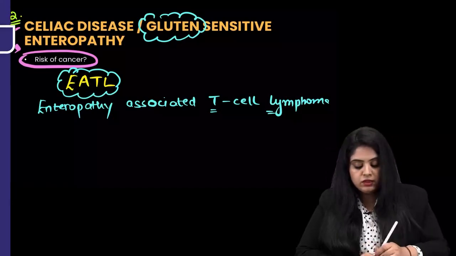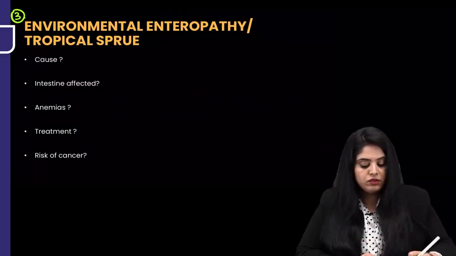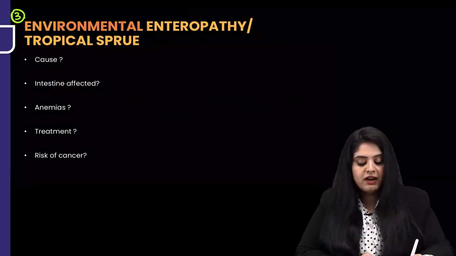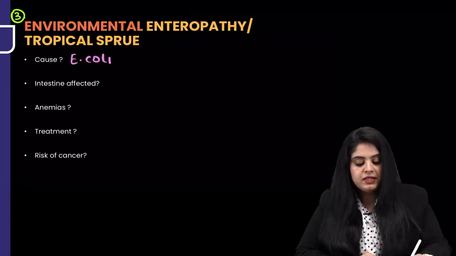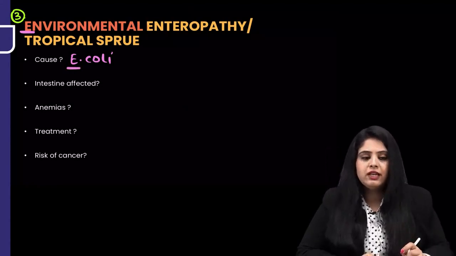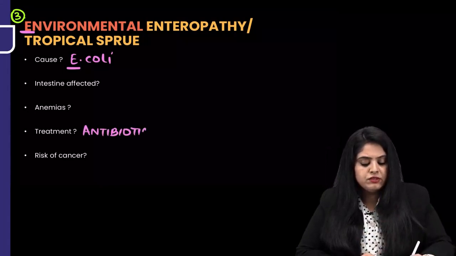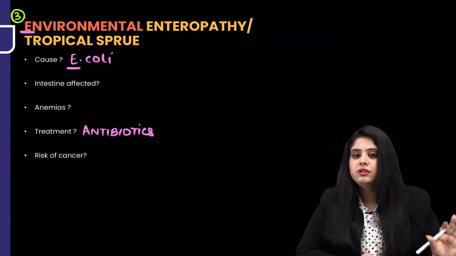Now I'm going to tell you the third malabsorption, which is known as environmental enteropathy. Pehle focus on the name. It is something to do with environment. You know what with the environment? E for environment, E. coli. E for environment, E for E. coli. This malabsorption is to do with E. coli. So if I know the cause, I know the treatment. This means, ma'am, later on the treatment you're going to tell me is antibiotics. Because if the cause is E. coli, the treatment shall be antibiotics.